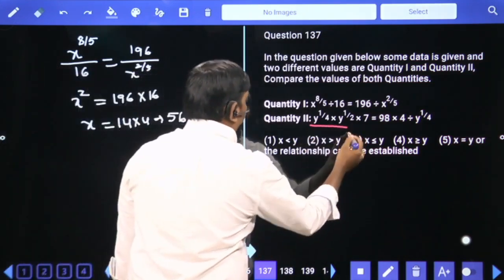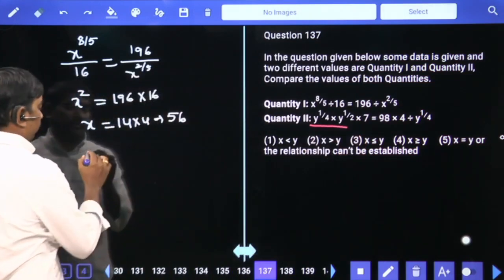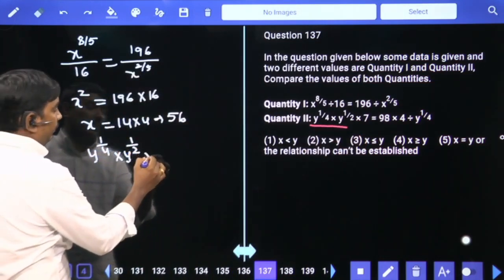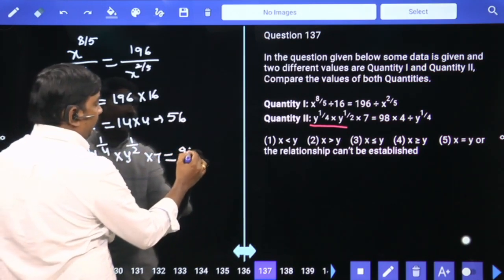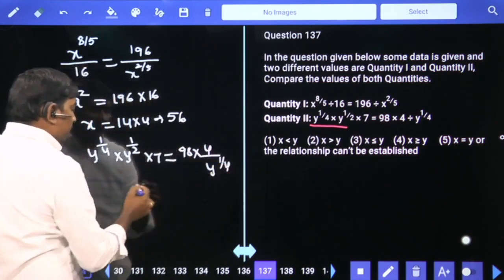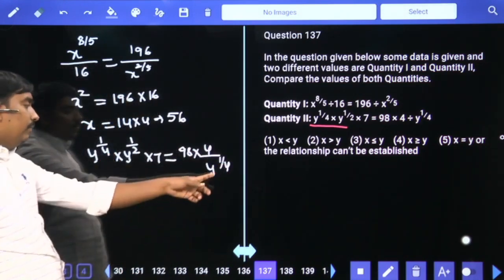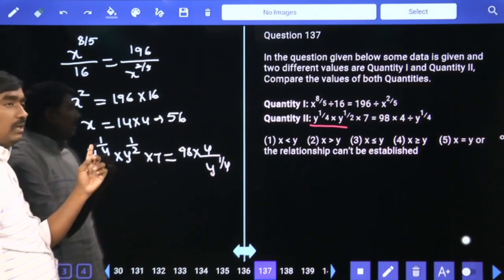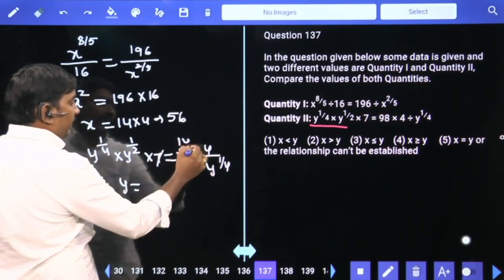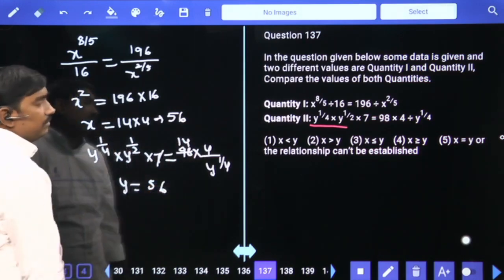y power 1 by 4 into y power 1 by 2 into 7 is equal to 98 into 4 divided by y power 1 by 4. Move this y power 1 by 4 to the left side. 1 by 4, 1 by 4, quarter plus quarter is half, so y power half is 1. y is equal to 7 14s are 98, 14 4s are 56. 1 is equal to 2.